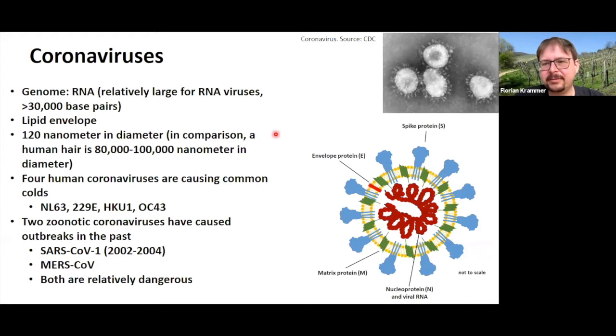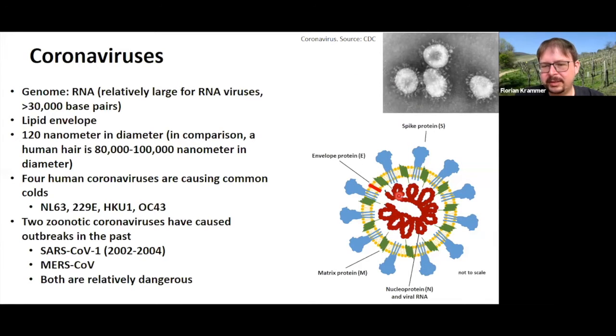Coronaviruses are a family of RNA viruses. They're called coronaviruses because they have a crown-like appearance in an electron microscope, and you see that here on the right side. So you have these balls and then these protrusions, which appear like a crown. They are relatively large in terms of their genome size. They have about 30,000 base pairs or letters. And this is shown here on the right side.